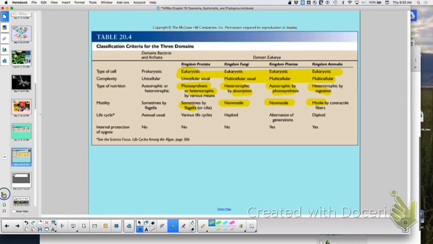Mostly sexual reproduction in their life cycles, and you could talk about protection of a zygote. I don't know that they're going to necessarily ask you about that. All right, so here are some questions.